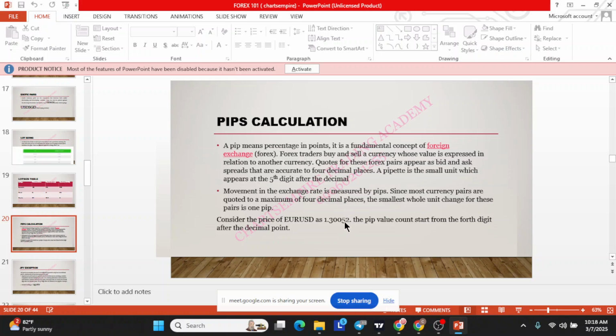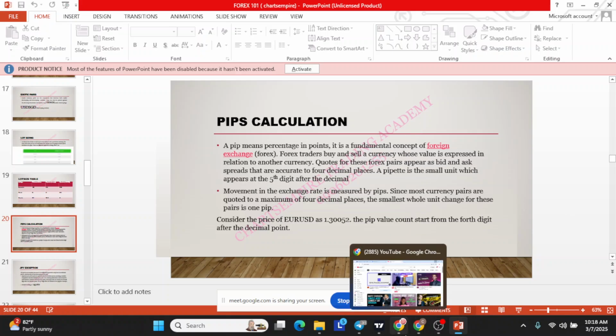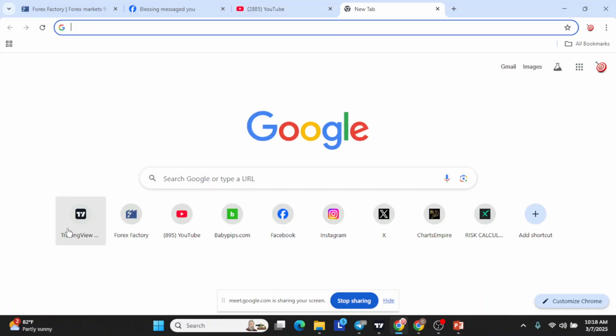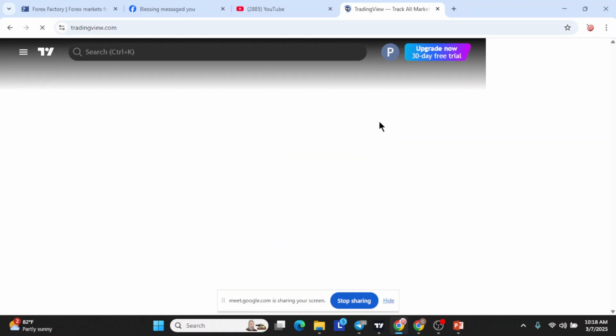Okay, so now let's look at the calculation so we can properly understand. I want you to follow through very well, so in case you have any question, you relay that to me and we answer that. So let's go to a clean chart to explain this.